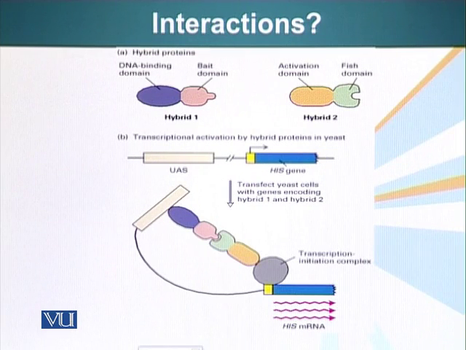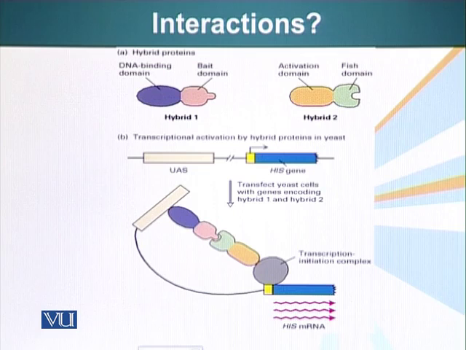The other issue that we want to address is, how do we know that two proteins interact? GRB2, for example, interacts with SOS. How do we know? Simple experiment. It's called the yeast two-hybrid system or fish bait experiment.